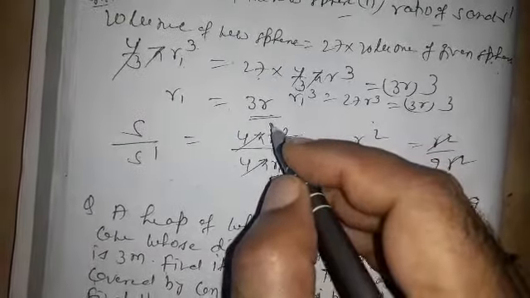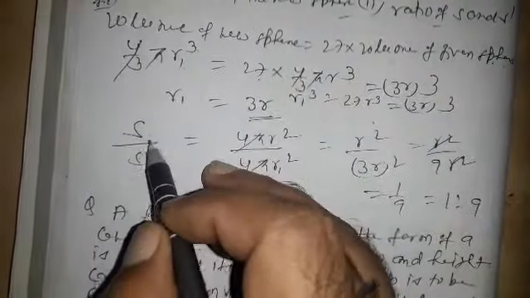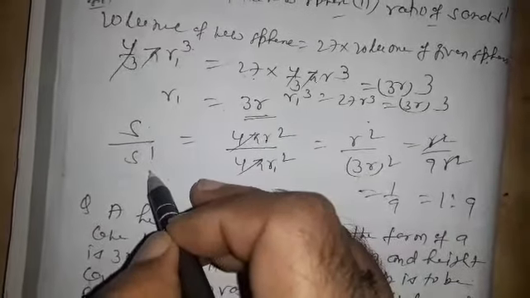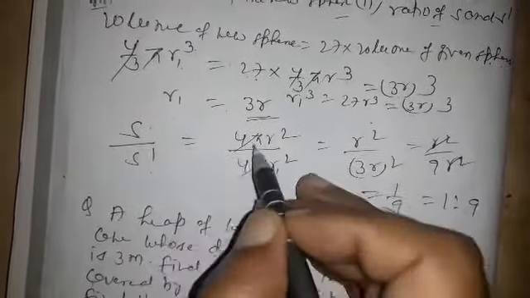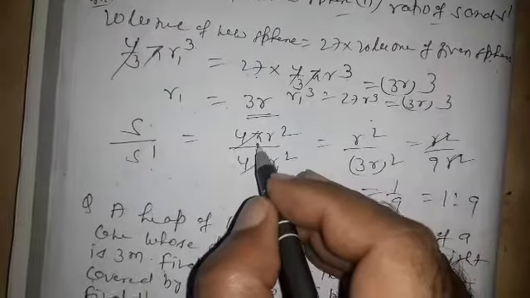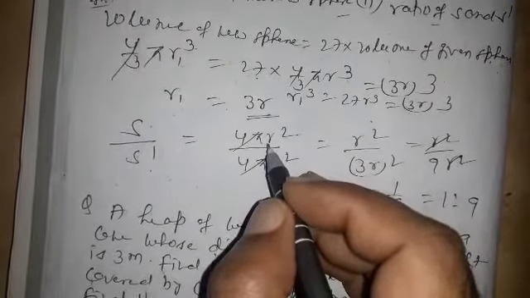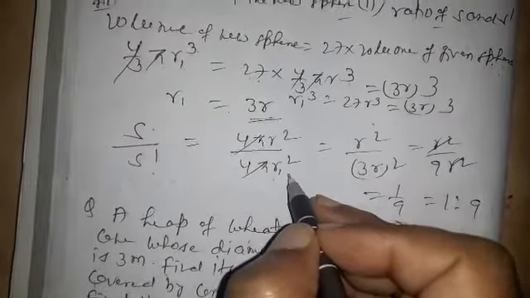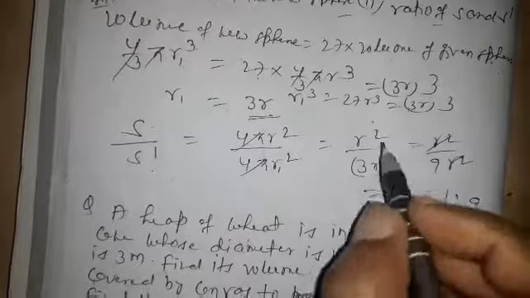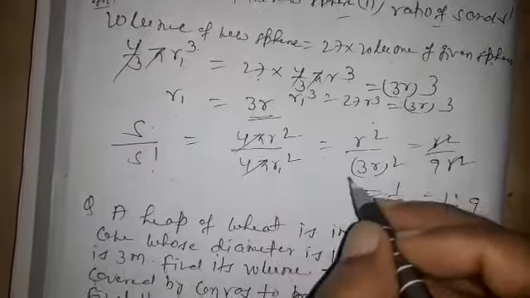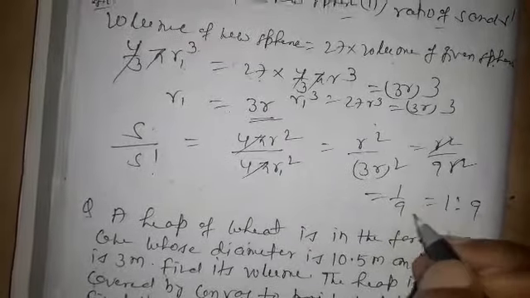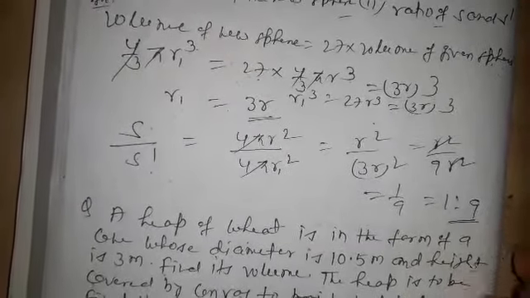Now here we have to find a ratio of surface areas of smaller sphere to bigger sphere. So S, the total surface area, because sphere has only one surface, is 4 pi r square, and S dash means 4 pi r dash square. 4 pi cancel, r square by r dash square. r dash means 3r whole square, means r square by 9r square. It means 1 by 9, means 1:9.